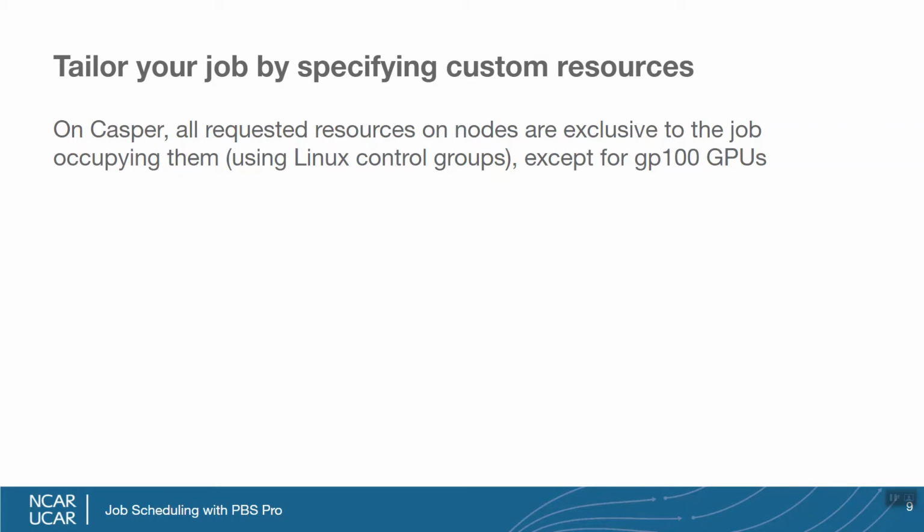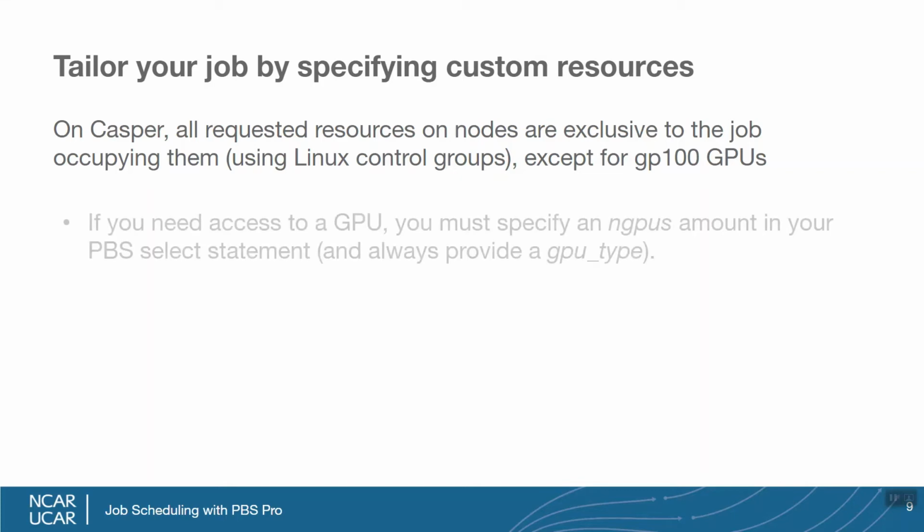If I want to use all 18 of the cores, I can do that. If I want to use a lot of the memory, I can. So you generally want to be a good citizen on the share queue on Cheyenne. But on Casper, we use Linux control groups, and what that allows us to do is actually lock down the resources that you request on those shared nodes to you only, to your job only, with one caveat being the GP100 GPUs, which are still shared.